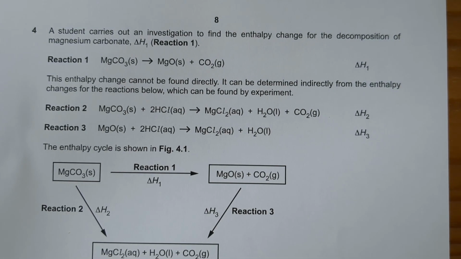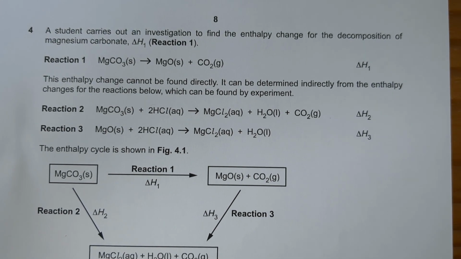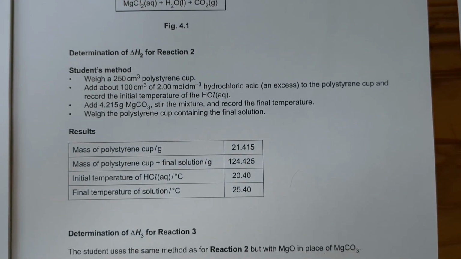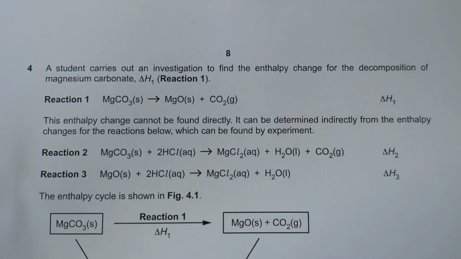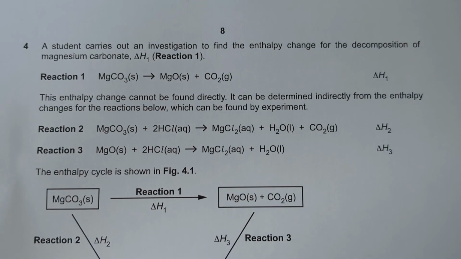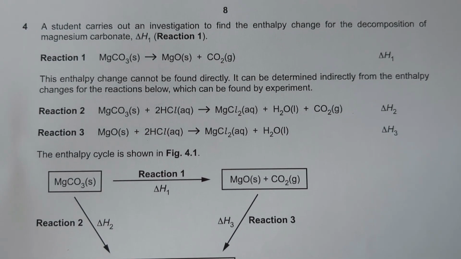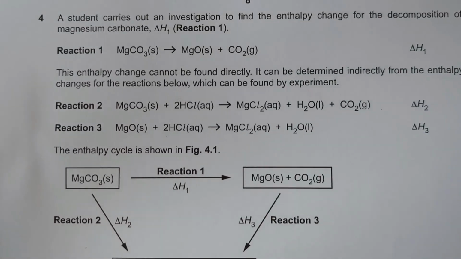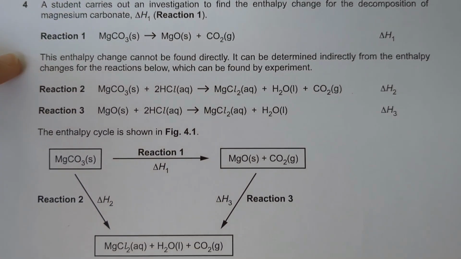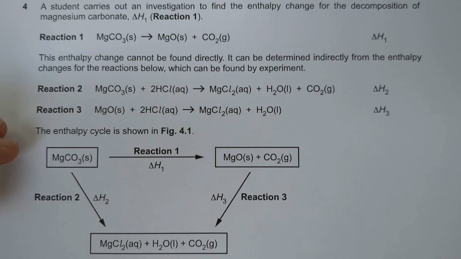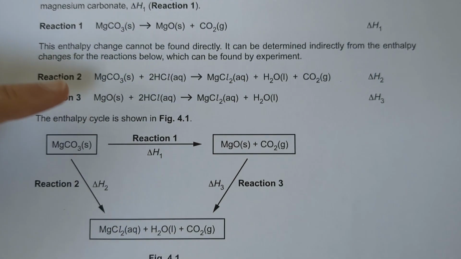And welcome to this video walkthrough on an enthalpy past paper question. Now there's quite a lot to read on this one, so let's start having a look. A student carries out an investigation to find an enthalpy change for decomposition of magnesium carbonate, and this is the equation here. This enthalpy change cannot be found directly, it can be found indirectly from the reactions below.